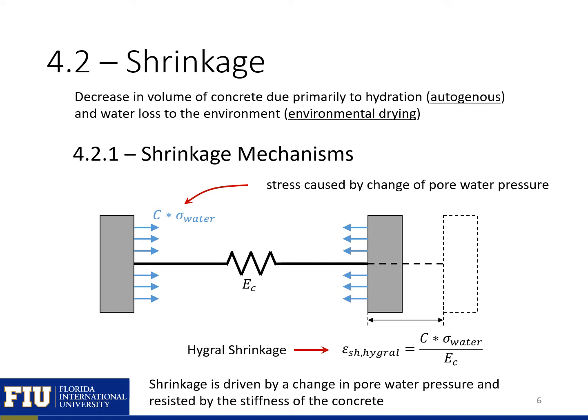And what shrinkage will do, essentially, is we have water that's contained in our pores, in our concrete pores. And when water wants to leave the pores, it's going to cause some kind of pore water pressure in the pore. So this pore water pressure is going to make our concrete want to shrink. And the shrinkage is going to be resisted by the stiffness of our concrete, E_c. So we can see that our shrinkage is some function of our pore water pressure divided by our stiffness, and that would give us our shrinkage strain. So we can see that our shrinkage is driven by a change in pore water pressure and resisted by the stiffness of the concrete.